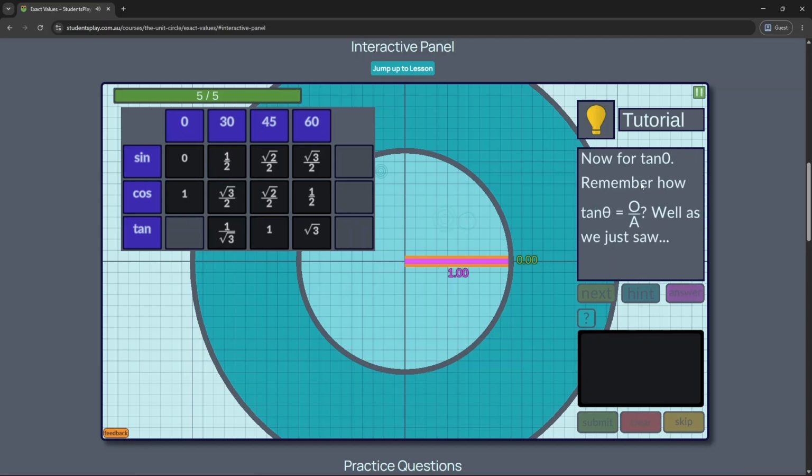Now for tan 0, remember how tan theta equals O over A? Well, as we just saw, for 0 degrees, the opposite is 0, and the adjacent is 1. So tan 0 is 0 over 1, which is just 0.